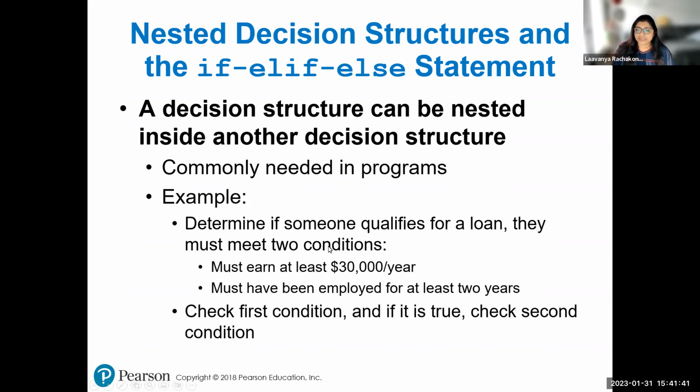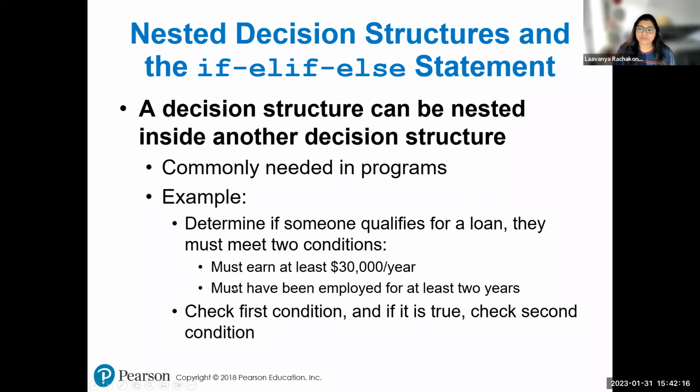So for example, let's take a look at this. You're determining if someone is qualified for a loan, they must meet two conditions. First condition is they must earn at least 30,000 per year. So that is salary should be greater than or equal to 30,000. Next, they must have been employed for at least 2 years. So you will be having years of employment greater than or equal to 2.